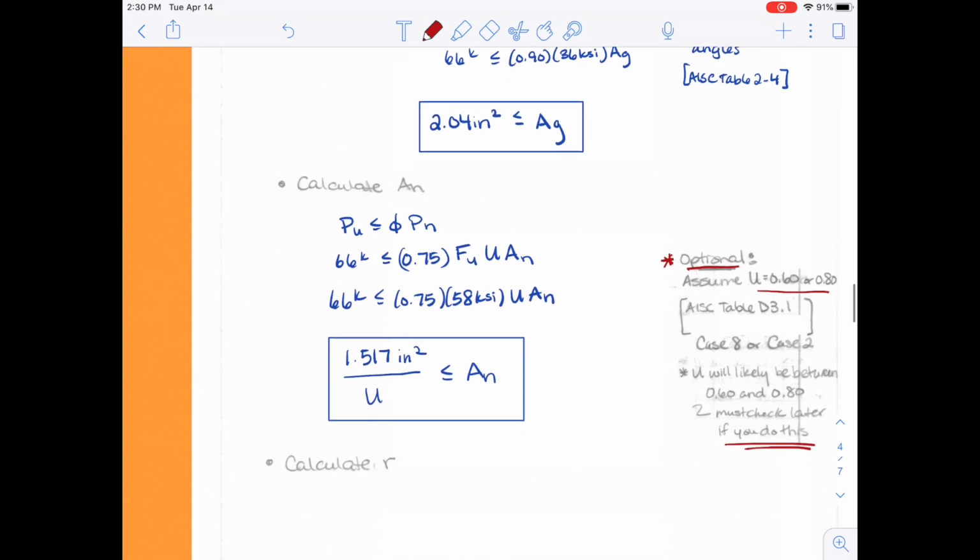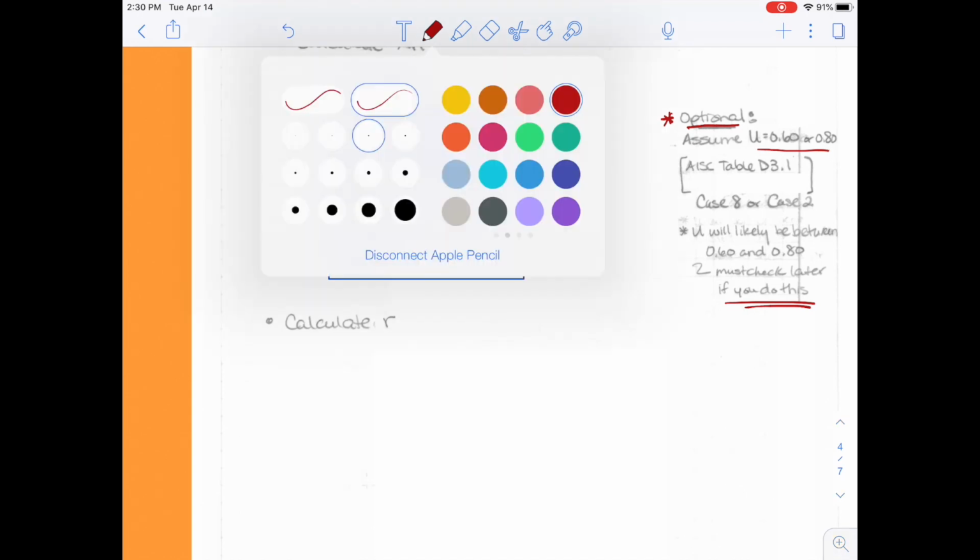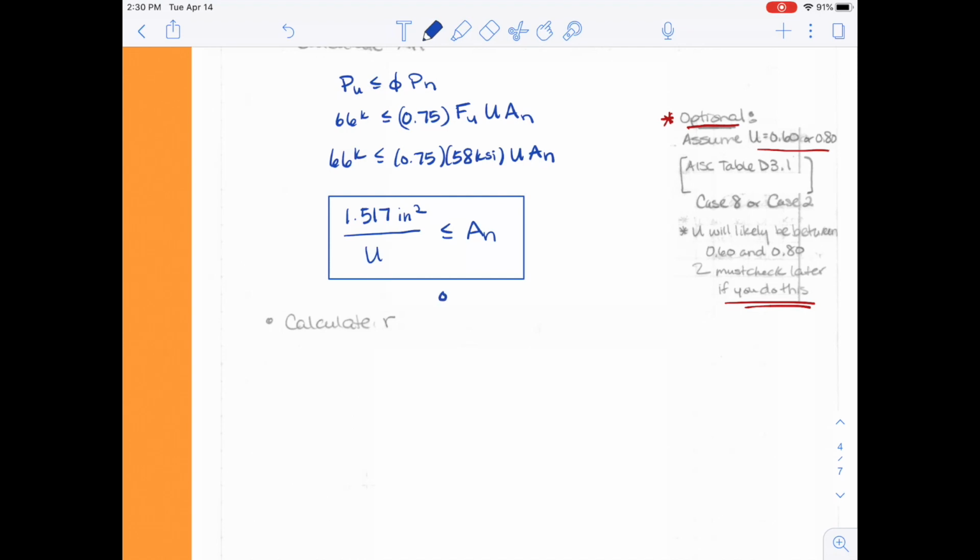I'm going to proceed with this, but instead I'm going to keep the shear lag factor on the right-hand side of this equation above. So I'm going to take that 1.517 inches squared has to be less than or equal to U times An. And then I'm eventually going to set up a table here to help with the selection of a member. And in that table, I will have to calculate U each time I pick one of my members.